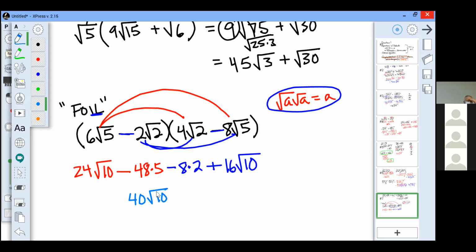I'm not sure how they're going to want this answer. I'm going to assume that the numeric value is going to go out here. So we got negative 48 times 5, which is negative 240. And then we've got negative 16, which is negative 256. So that one there and this one here means that right there.